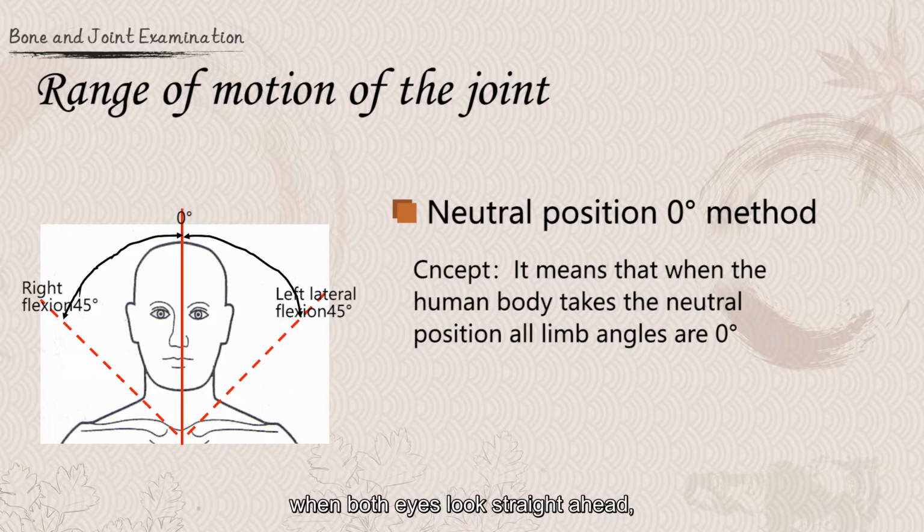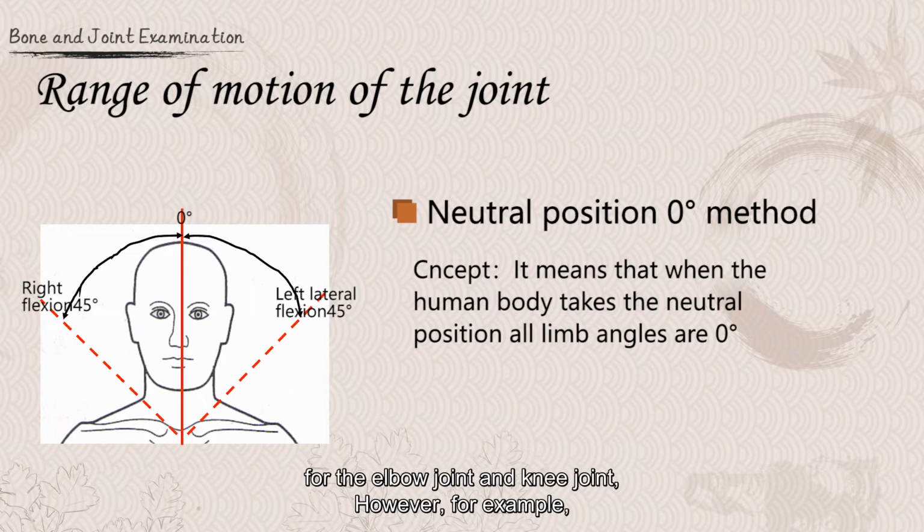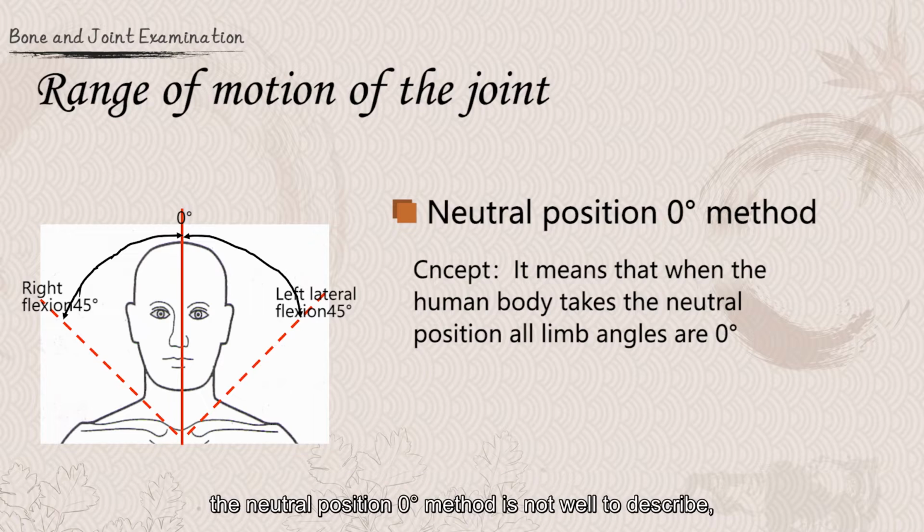So, for example, when both eyes look straight ahead, the cervical spine is at 0 degree. And when the neck is flexed to the left and right, the angle measured is its range of motion. However, for example, for the elbow joint and knee joint, the neutral position 0-degree method is not well suited to describe. And sometimes, when dynamic fixation occurs, the neutral position 0-degree method is not easy to describe and record.